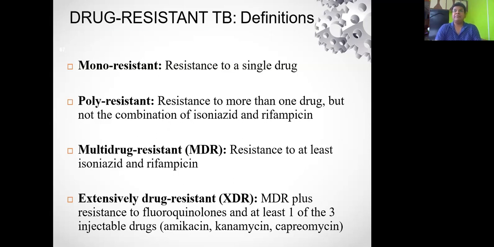And what is multi-drug resistance? Multi-drug resistance is resistance to at least isoniazid and rifampicin. Then what is extensively drug resistance? XDR. MDR, XDR. XDR is extensively drug resistance. So it is MDR plus resistance to fluoroquinolones and at least one of the 3 injectable drugs like amikacin, kanamycin, and capreomycin. So XDR TB comprises multi-drug resistance, that is isoniazid and rifampicin, plus resistance to fluoroquinolones and at least one of the 3 injectable drugs like amikacin, kanamycin, and capreomycin. That is called extensively drug resistant tuberculosis or XDR TB.